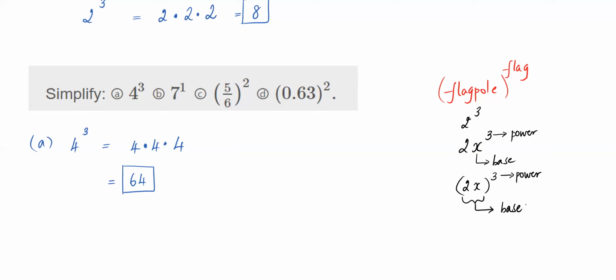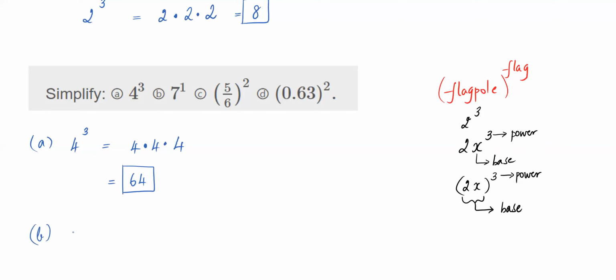It's very important to know what the base is so that you know what to multiply 3 times over, right? So the base really tells you here that you have to multiply the 2x 3 times. So it's going to be 2x times 2x times 2x for this problem. But for the previous one, when we said 2x cubed, that's going to be 2 times just x times x times x. So I hope you got the understanding of the base and the power. And let's come back to simplifying.